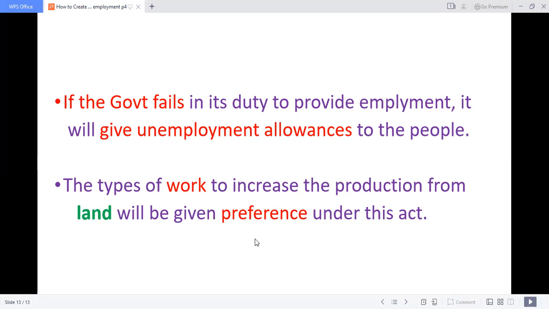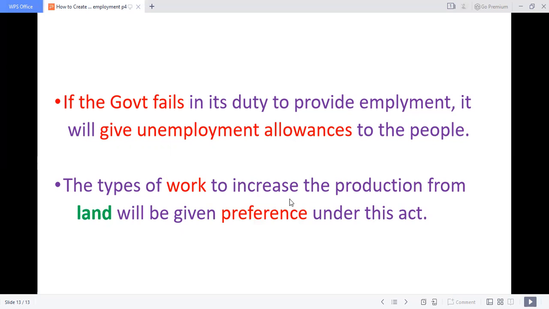What work is given preference? They can dig canals, make check dams, repair the ponds in that area, and create ponds. All the things that will increase the production of the land are given preference under this act. In short, agricultural work can be given preference under this act.